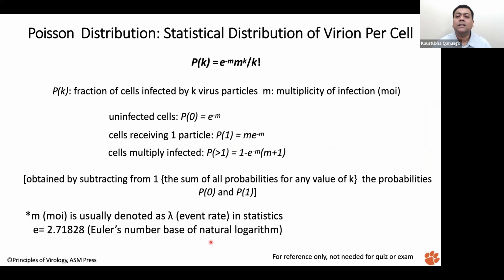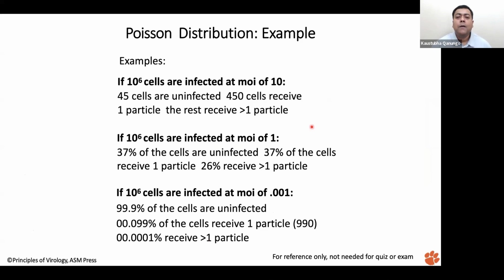And this is the take-home message: when we are studying viruses, for a single step growth curve, we use a high MOI. This could be your question for your quiz or something like that: for a single step growth curve, what kind of MOI do you use? Like 10, 100, 1,000, you can use 10,000 even, just to make sure that every cell receives a particle.